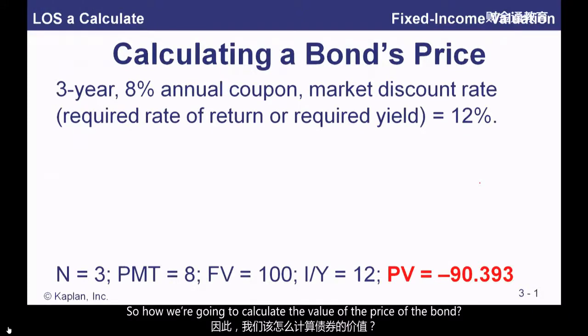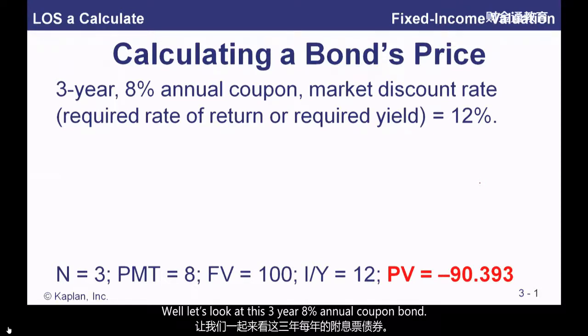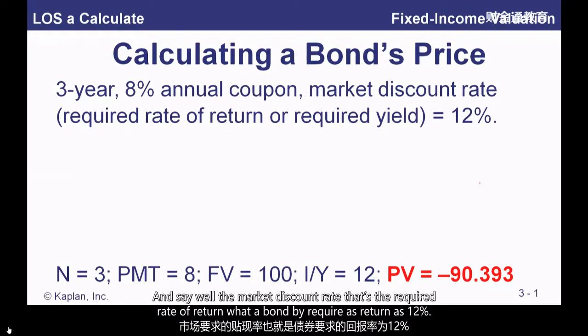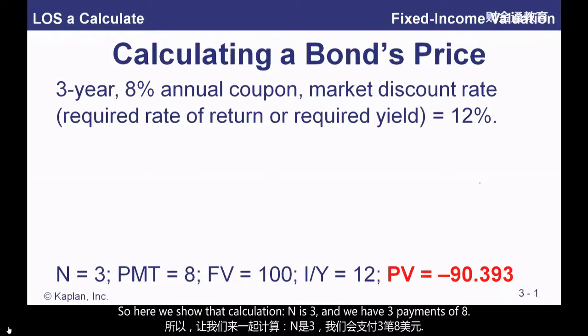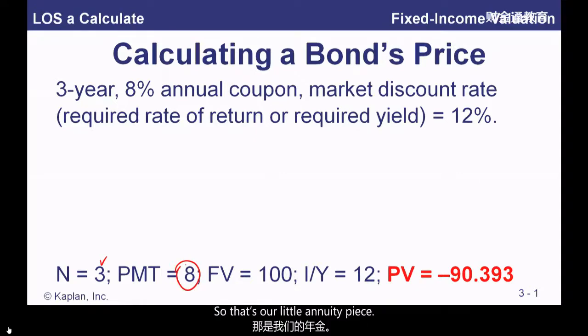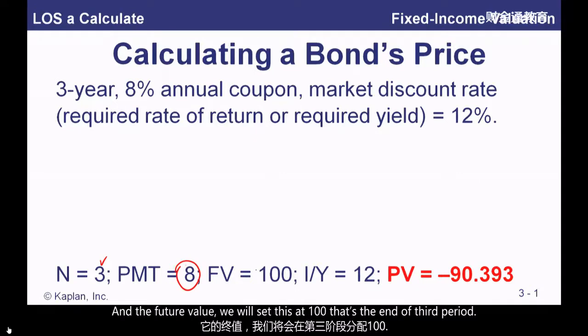So how are we going to calculate the value of the price of a bond? Well, let's look at this 3-year 8% annual coupon bond and say the market discount rate, that's the required rate of return, what a bond buyer requires as a return, is 12%. So here we show that calculation. N is 3. We have 3 payments of 8. So that's our little annuity piece. And then the future value, we're going to set this at 100. That's at the end of the third period.